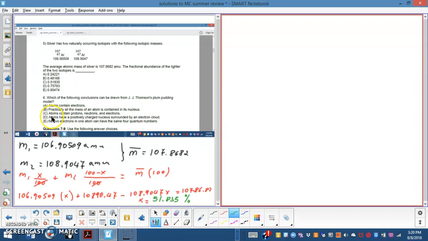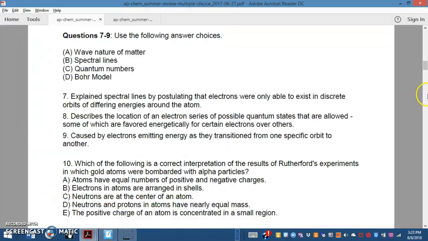He doesn't know. C, atoms contain protons, neutrons, and electrons. He doesn't even know the presence of neutrons yet. D, atoms have a positively charged nucleus. He doesn't know the nucleus. E, no two electrons in one atom, they don't have anything to do with the Pauli exclusion principle. Therefore, A is the only possible choice.